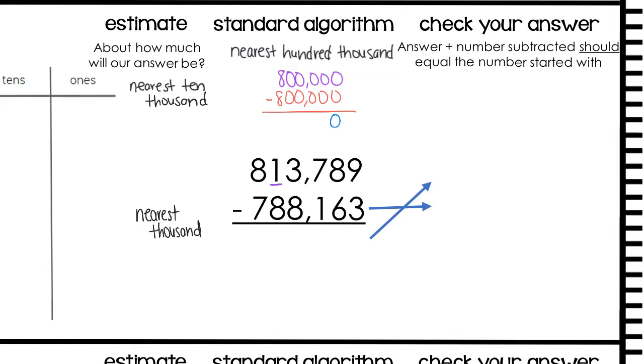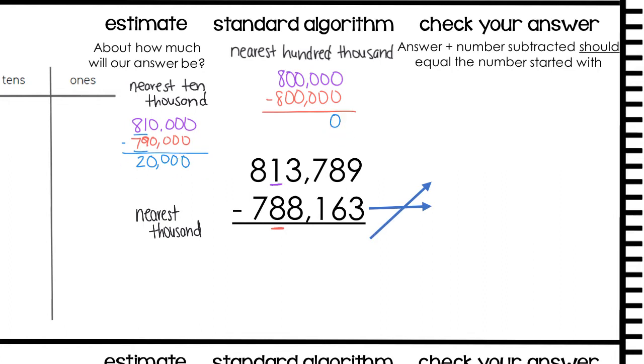If I round this number to the nearest 10,000, then it would be 810,000. If I round my second number to the nearest 10,000, it would be 790,000, which when I subtract 81 minus 79, the strategy I showed you in the last video, is 20,000. So that's a huge difference between 0 and 20,000.